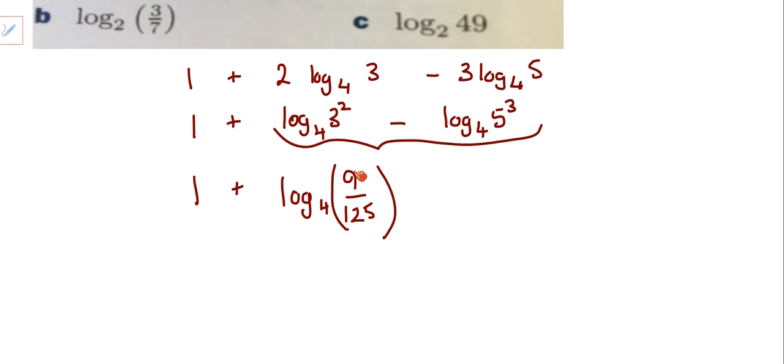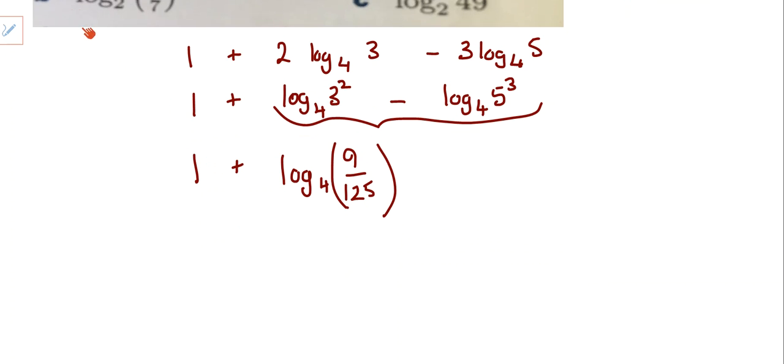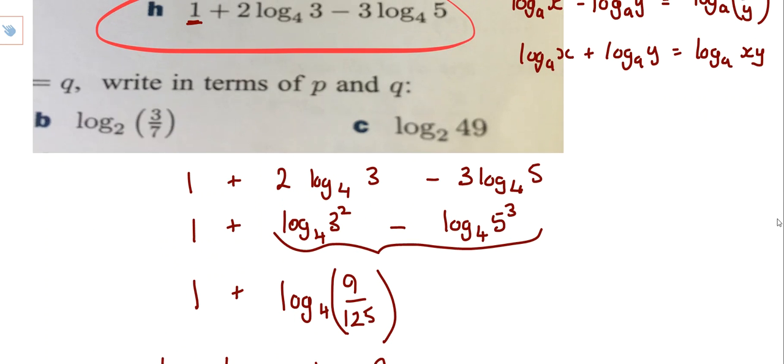So, still not quite finished because I've got to do something with this 1. Now, 1 can be written in terms of logarithms as log to the base anything of itself. So what we want is log to the base 4, because that's what we've got here, and it's log to the base 4 of 4. Okay? So that's how we replace a 1. So now I've got log to the base 4 of 4 plus log to the base 4 of 9 over 125. So then we use the final rule, which is the multiply.